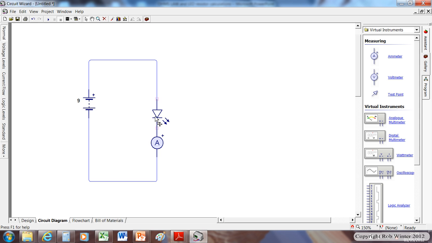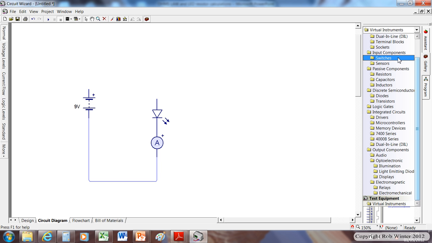Right. We can also prove that we lose voltage across an LED here. Okay. At the moment... Sorry. Bear with me. I need to put my resistor back in.